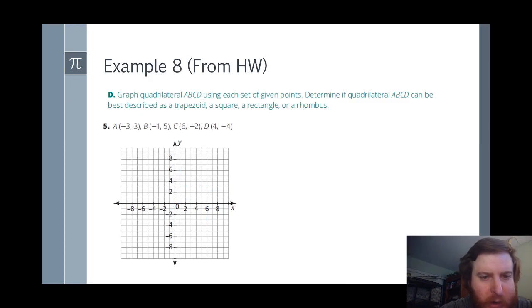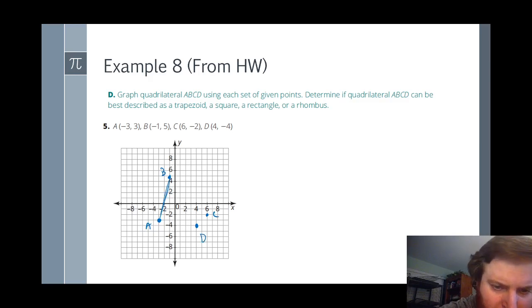All right, and then our next one, we have A is at (-3, -3), B is at (-1, 5), C is at (6, -2), and D is at (4, -4). This was A, B, C, and D. Again, this looks like it's probably either a trapezoid or nothing, but let's just go through and make sure.